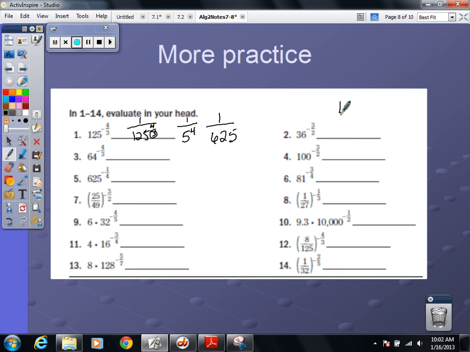36 to the negative 3/2 is 1 over 36 to the 3/2. Square root of 36 is 6. 6 to the 3rd power is 216. Okay, I'm actually just going to go straight down this column. Negative 4/3, I'm going to take 1 over 64 to the 4/3. I'm going to take the cube root of 64, or 64 to the 1/3 power first, which is 4. Get 1 over 4 to the 4th, which is 256.